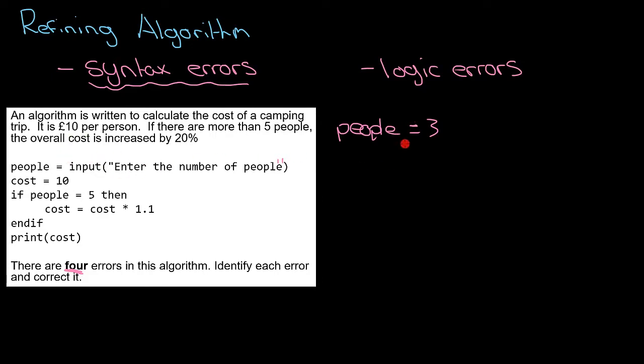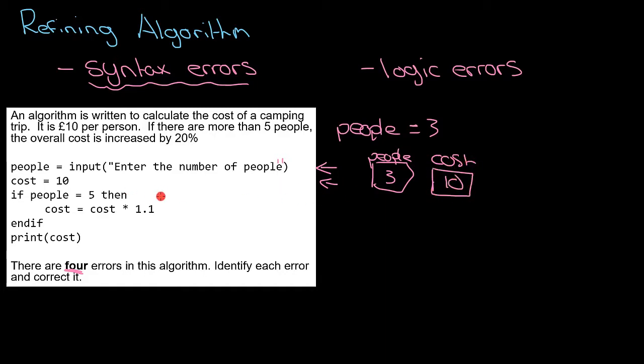Let's work through the algorithm then. See what happens if people equals 3. So we'll start on this line here. I've set people equals 3. So I've got a box there, a variable called people, and it's got the value 3 in it. And then I've got here cost equals 10. Now it's instantly a little bit suspicious, but we won't worry about that now. So I'm on the second line, cost equals 10. So cost now has the value 10 in it.